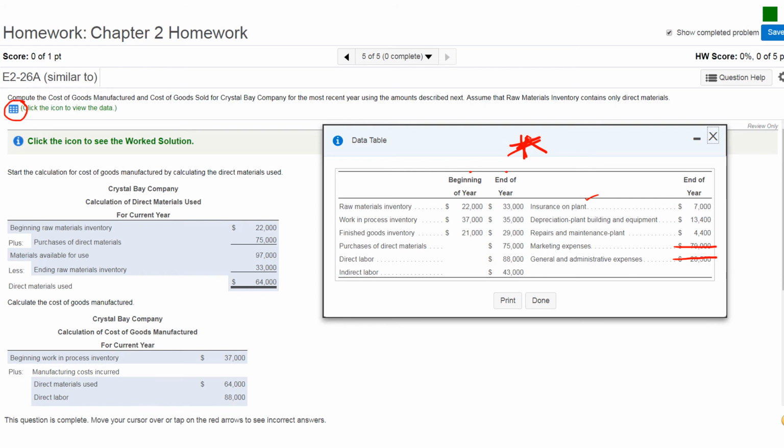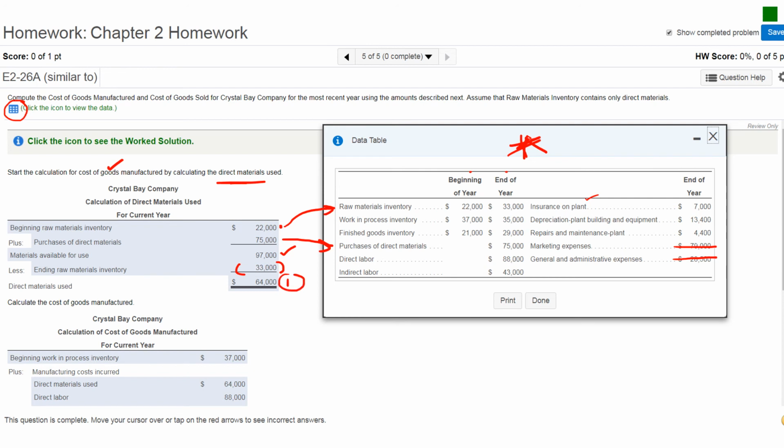So if you look at the first one, to get the cost of goods manufactured, notice again we need direct materials used. Sometimes in the problem they give you the direct materials used, and sometimes you have to calculate it. In this case you have to calculate it. To calculate direct materials used, you take your beginning raw materials inventory, which is given right there, which is 22,000. You add your purchases, which they gave you, of 75. You get your total available of 97,000. You then subtract out the ending raw materials, and that's going to give you product cost number 1, which is your direct materials used.